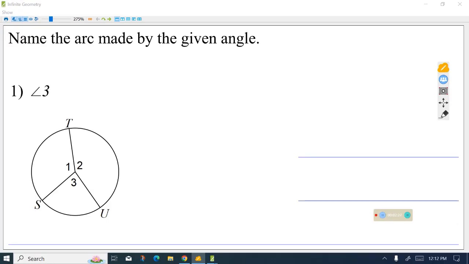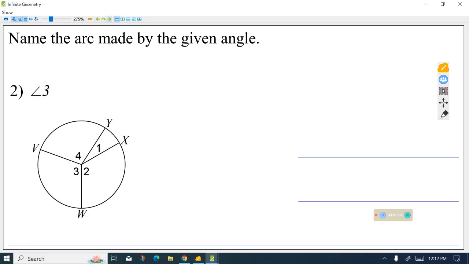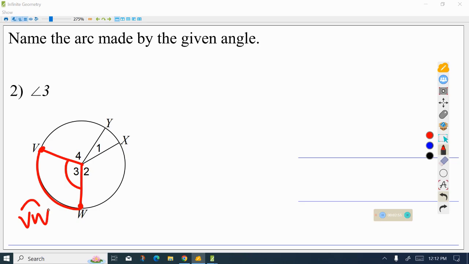we're going to see that we have a new angle. And in this case, it says angle 3, and our new picture is the one that we want to look at. So we can see here that if we look at angle 3, I can follow these two lines. I could darken them and see, well, this touches the circle there at W and at V. And so the arc that it makes is this arc VW. So again, the answer for this problem would be arc VW.